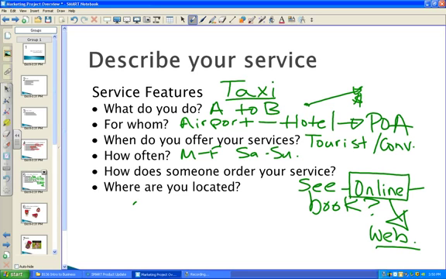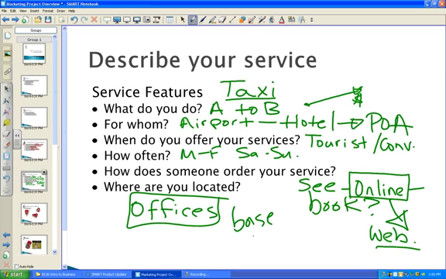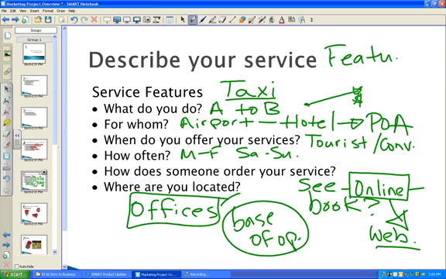And where are you located? Now, it might not matter where your actual offices are located. What people want to know is, what is your base of operations? Okay, and that means, are you working primarily in the city? Are you a city-to-city kind of taxi driver? Are you taking people from the suburbs to the city and back? Are you working just in the suburbs? So despite where your offices are located, what people are looking for is, well, where are you? Where do you fit within what I understand of where I live? All right, so these are some features of describing a service.